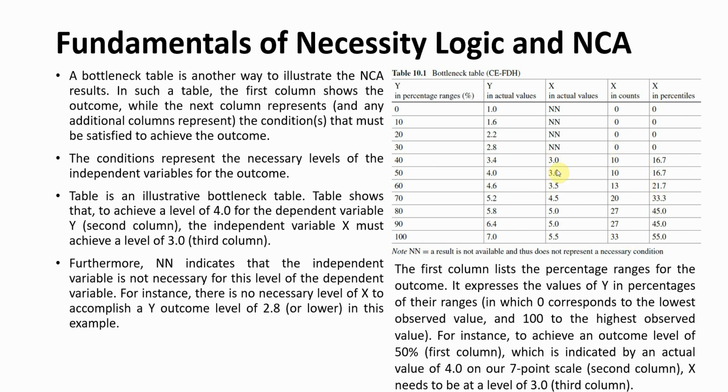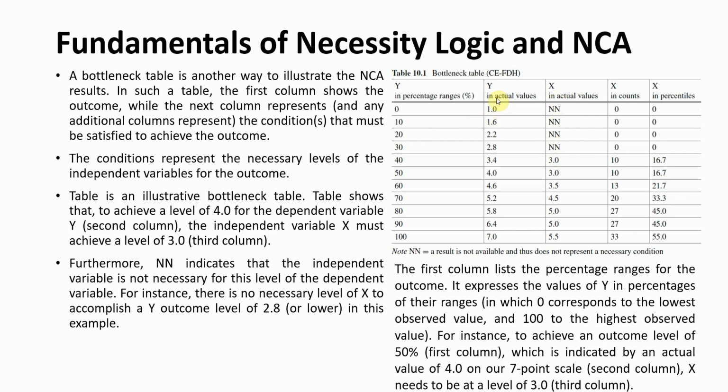So if I've got one X and one Y, what is the level of X that I need to achieve at least 50% of my outcome? That 50% in actual values is 4. So I need my X to be at 3. Now, what does this NN indicate? NN means not a necessary condition.